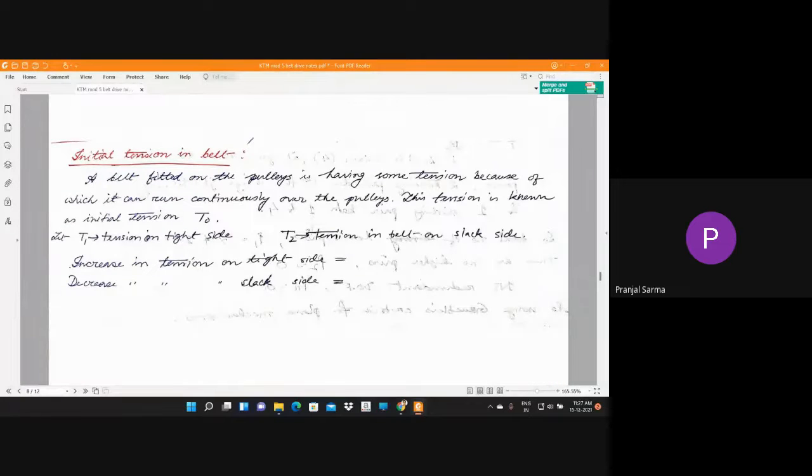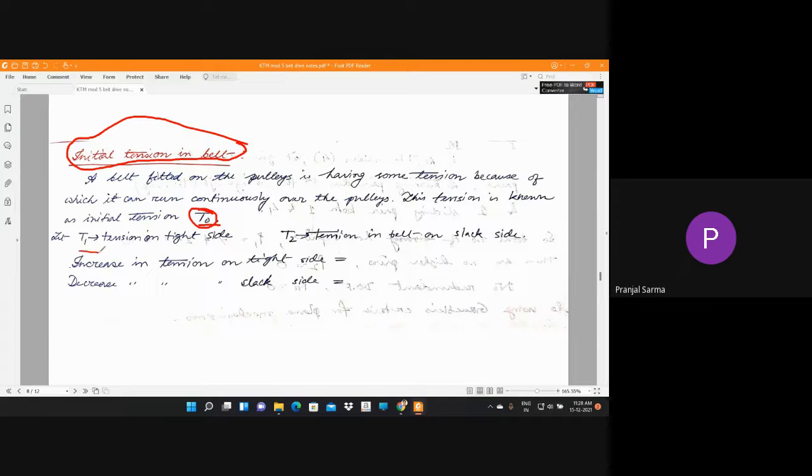Similarly, sometimes you may be asked about the initial tension in the belt. A belt fitted on the pulley has some tension, because of which it can run continuously over the pulley. If it is not under tension, it will fall off the pulley, and friction drives will not work. This tension which is initially there is known as the initial tension, T naught.